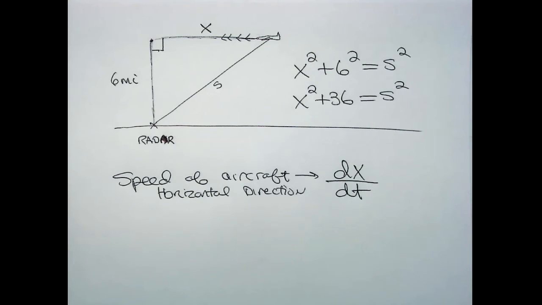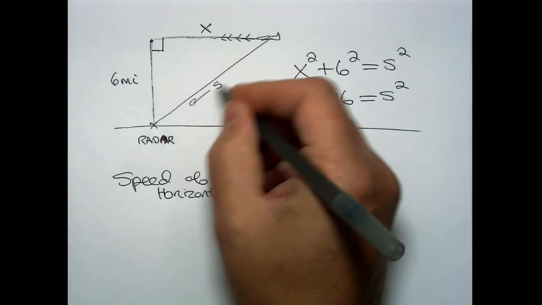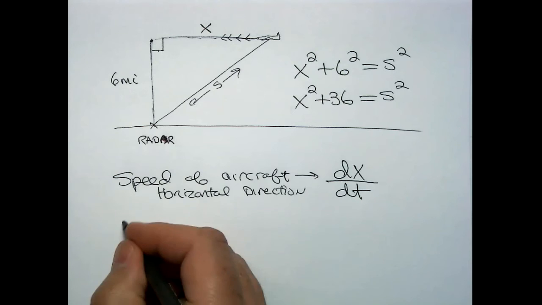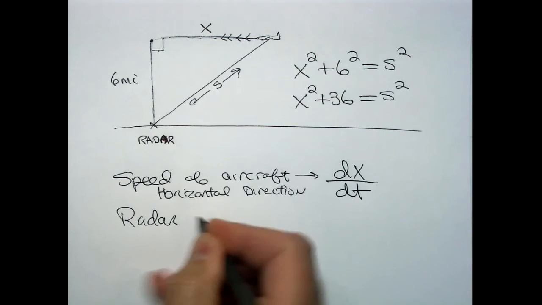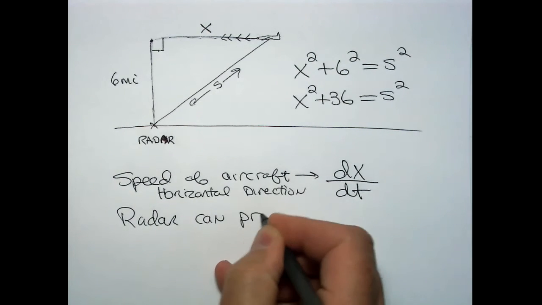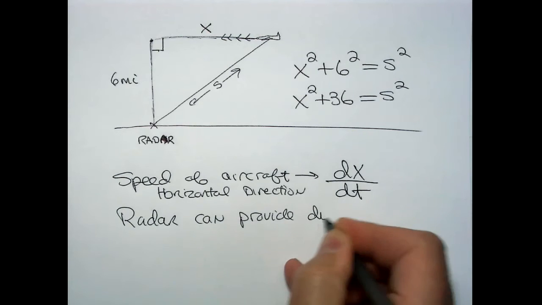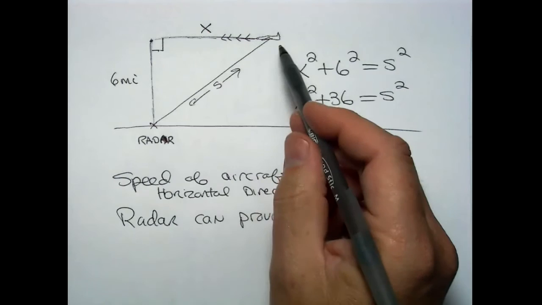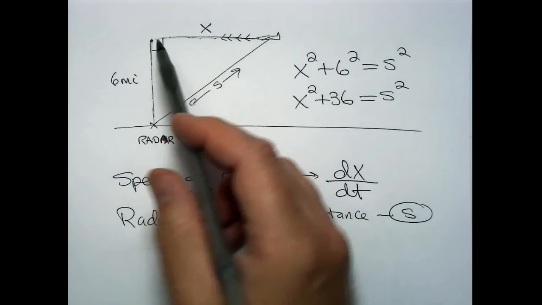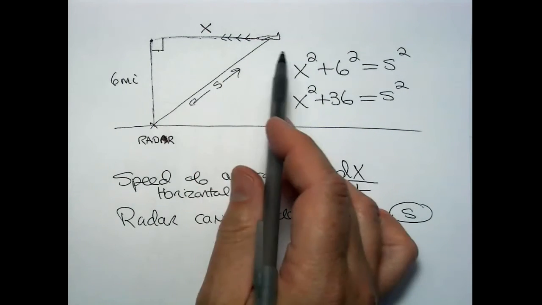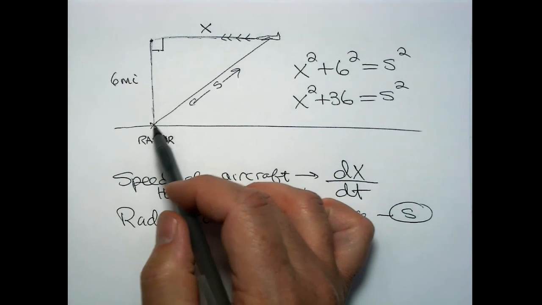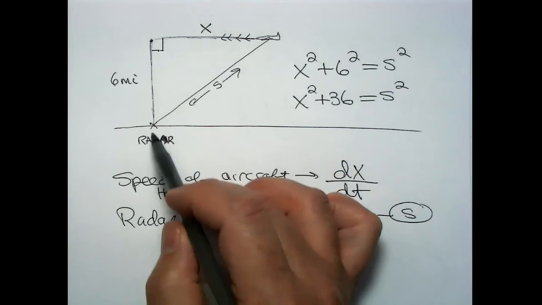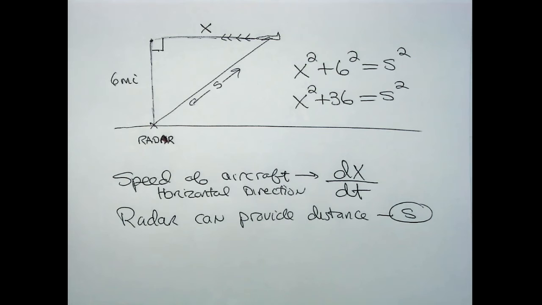Now, two things that you can pick up from radar. One thing is radar can provide the distance, which is s. Now you see that it's a slant distance, so it doesn't give you altitude, it doesn't give you x, it just gives you s. It says the shortest distance between 2 points is this diagonal line. That's the hypotenuse.